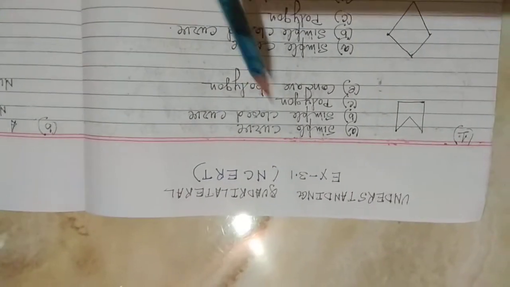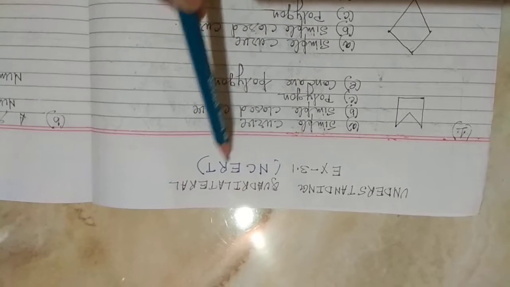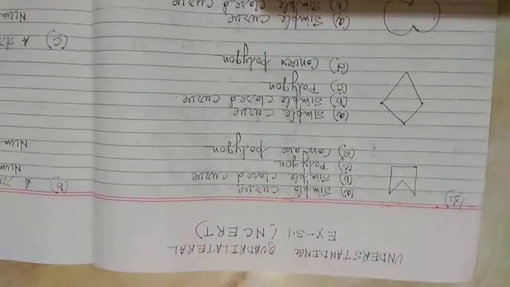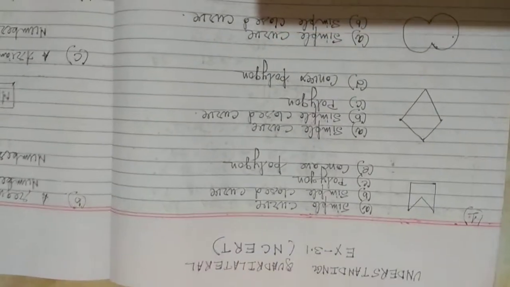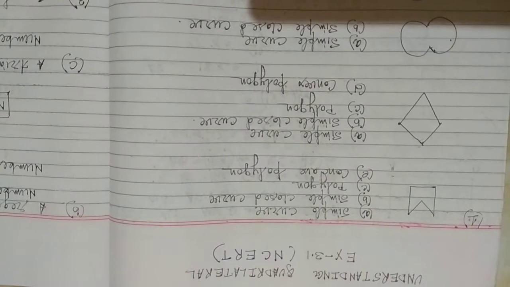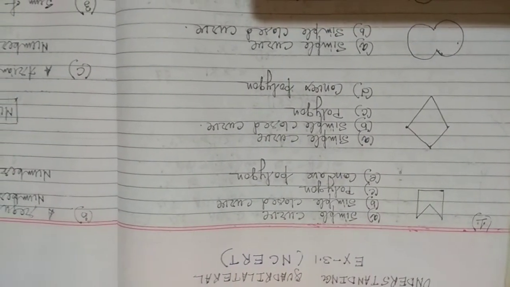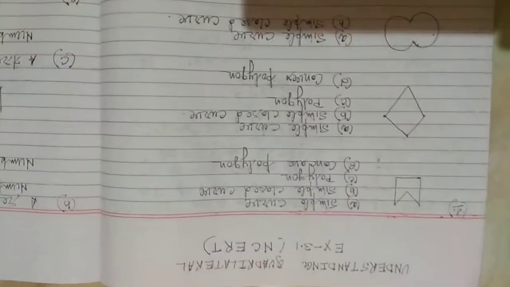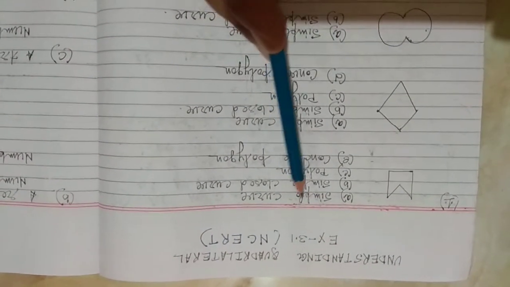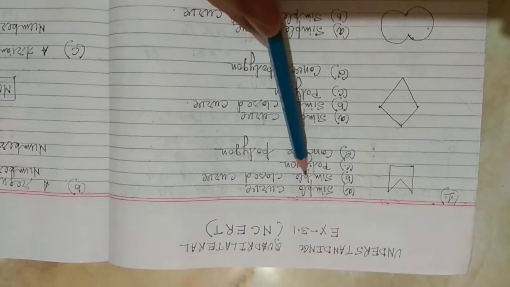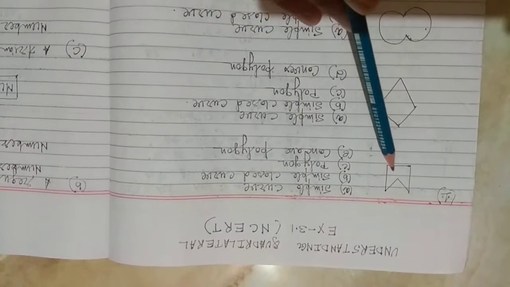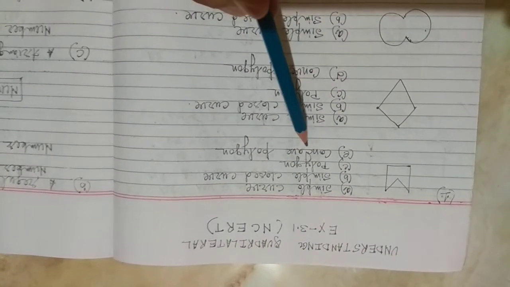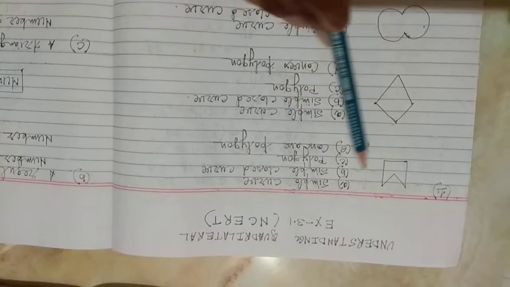Now exercise 3.1 from NCERT. Question number 1. Some figures are given here. Classify each of them on the basis of the following. So this figure is a simple curve, a simple closed curve, and it is a polygon and a concave polygon. It is a concave polygon, not convex.